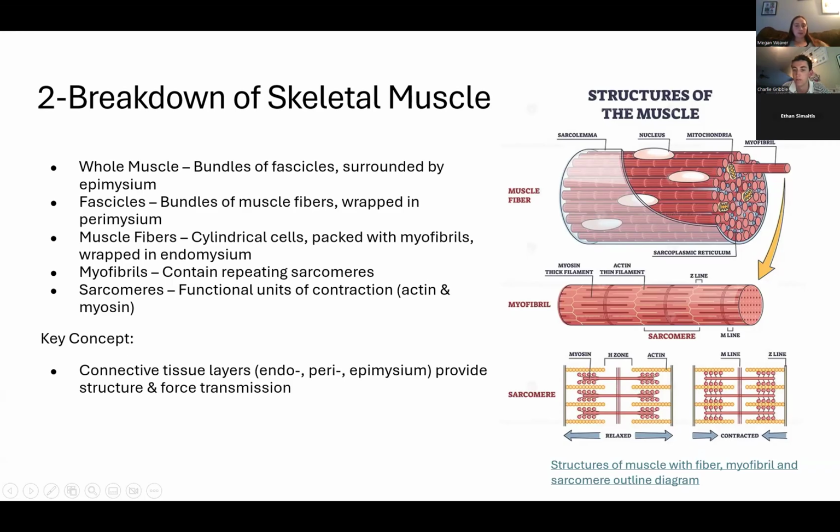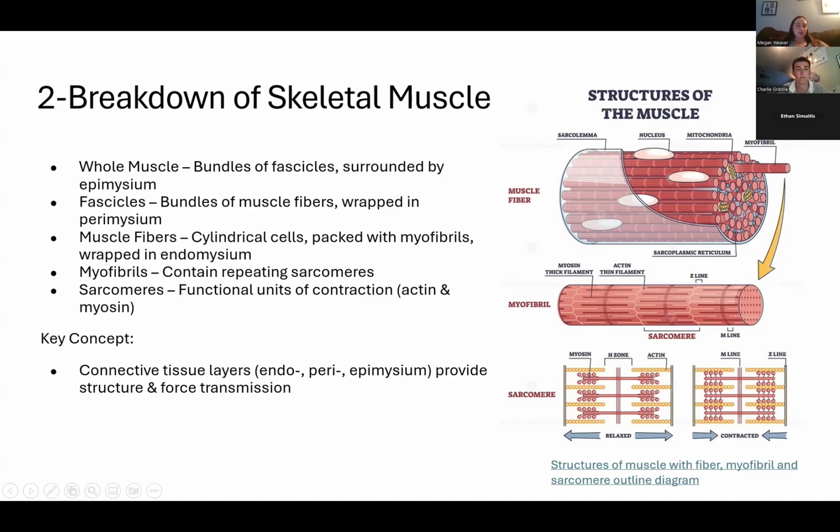Inside the myofibrils are repeating units called sarcomeres. These are the smallest functional units of muscle contraction and are what give muscle its striated, or striped, appearance under a microscope. Sarcomeres are made up of two key proteins, actin and myosin, which slide past each other to produce movement. Surrounding these components are layers of connective tissue.